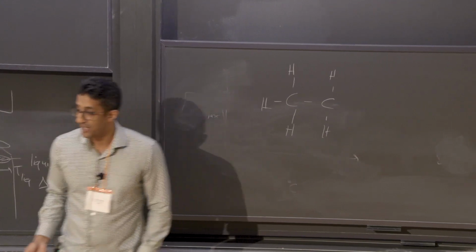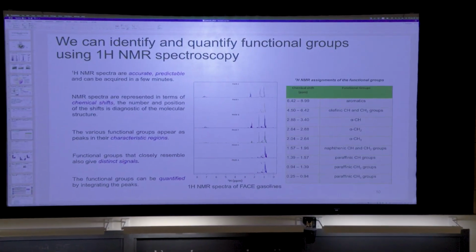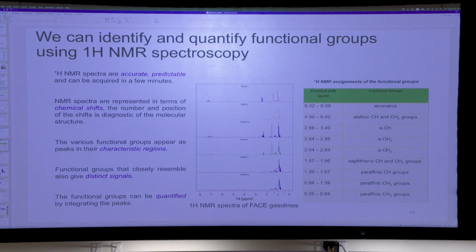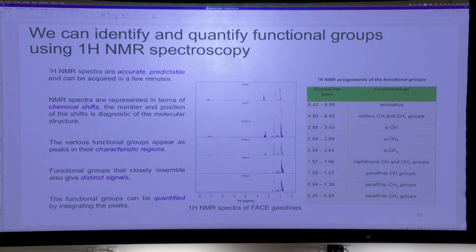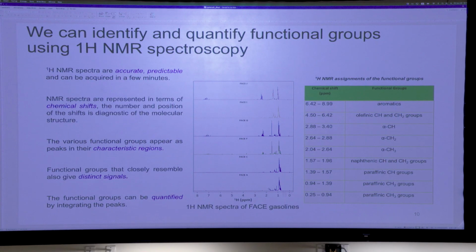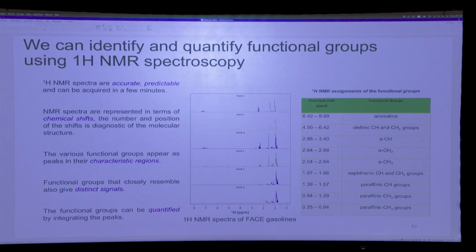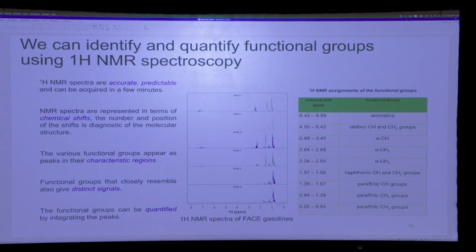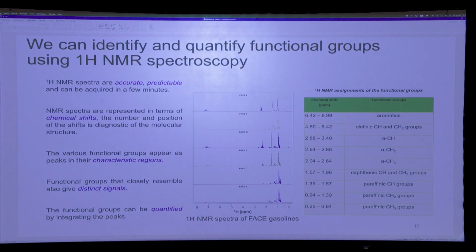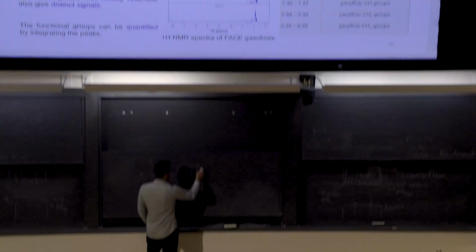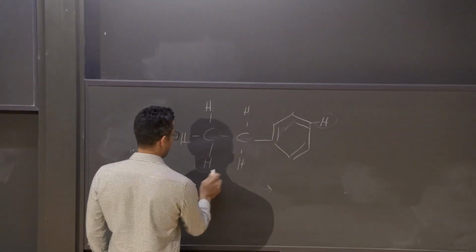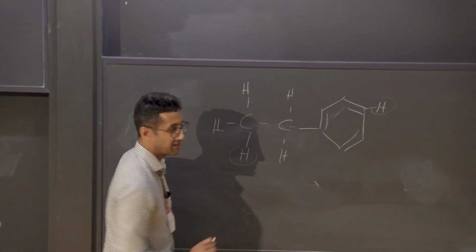And so you get one shift, and in this case, the shift of a paraffinic CH3 is between like 2.04 and 2.64. So somewhere around here, the peak of a paraffinic CH would appear. This can be attached to an aromatic ring. There could be a hydrogen here. This hydrogen would have a different shift than this hydrogen, and would have a different shift than this hydrogen.